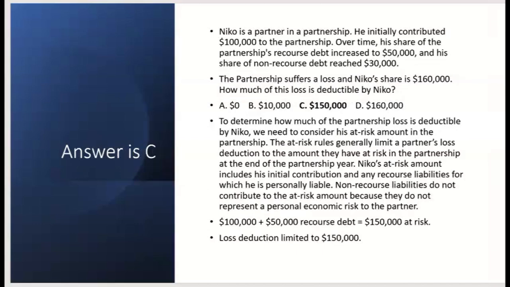Answer choice C. And how did we get that? Well, it's his original $100,000 contribution plus his share of the recourse debt, $50,000. That equals $150,000 that he has at risk. His at-risk basis is $150,000, and that's the limit for what he can deduct, even though his share of the loss is $160,000. So he gets to deduct $150,000 this year and carries forward the other $10,000.